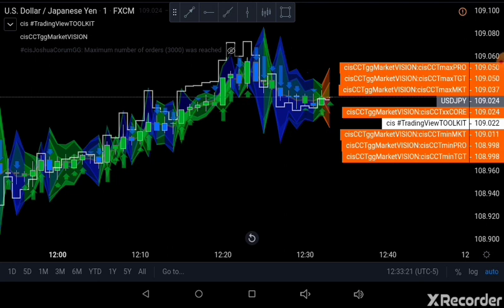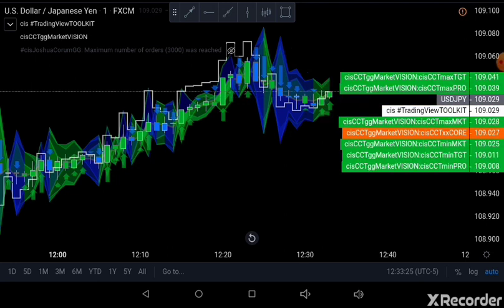So the CIS, CCT, GG Market Vision 2020 indicator is really for real trading. Continual, highly active, real trading. From entry to initial target, to reversal signal exit, to re-entry, trading all the way in the direction to your next initial target.